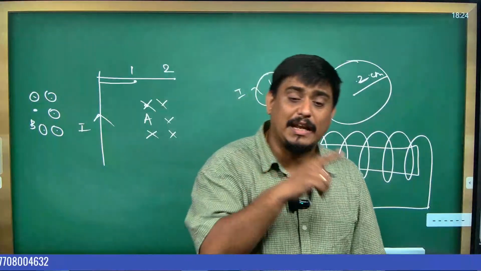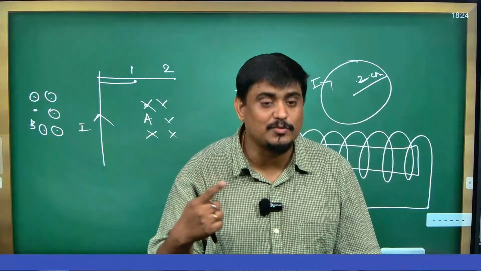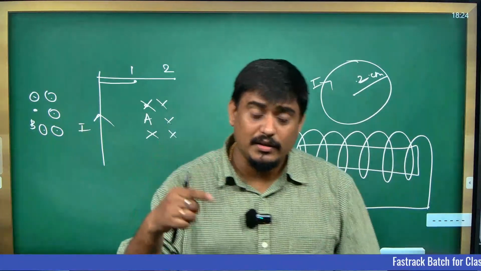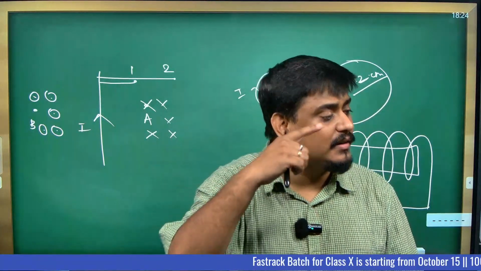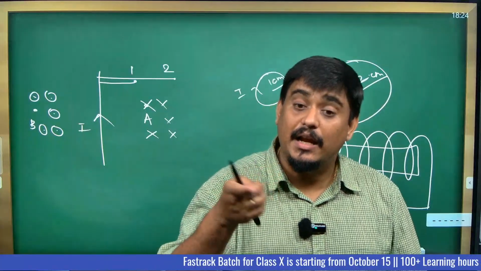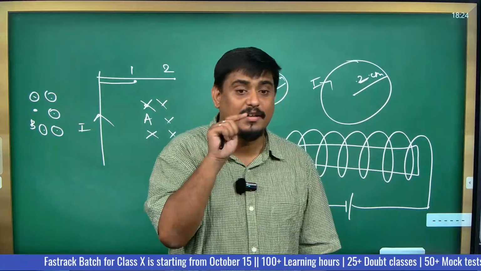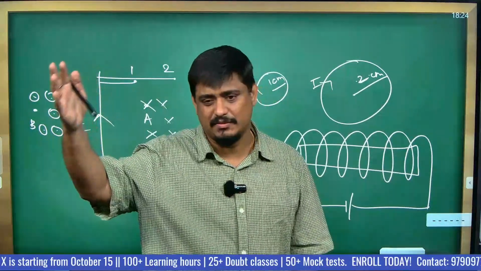If I say both are having the same 1 meter length, then 200 turns will have a stronger magnetic field because of more turns per unit length. If 200 turns is having 3 meter length and 100 turns is having 1 meter length, then the 100 turns solenoid will have greater magnetic field because number of turns per unit length is 100 here, and there it is 200 by 3, which is 66.67.